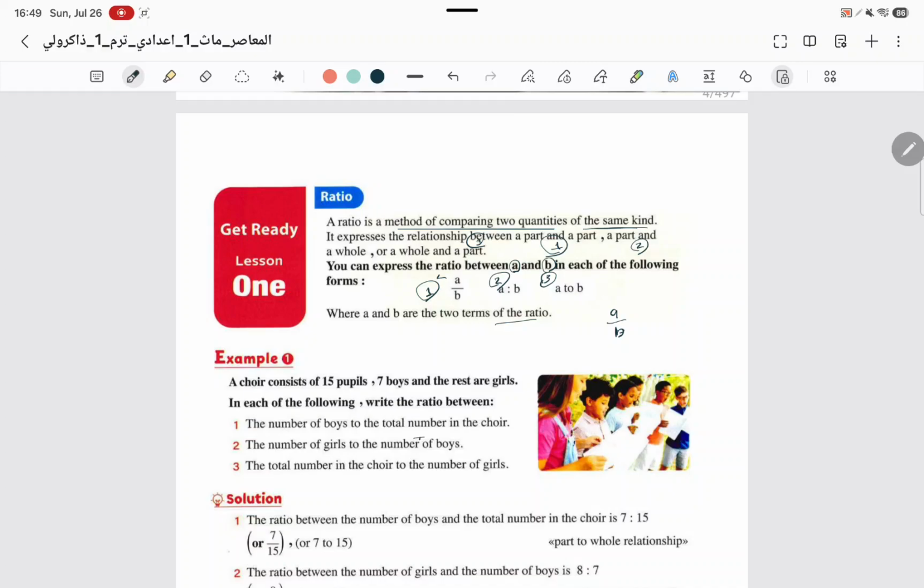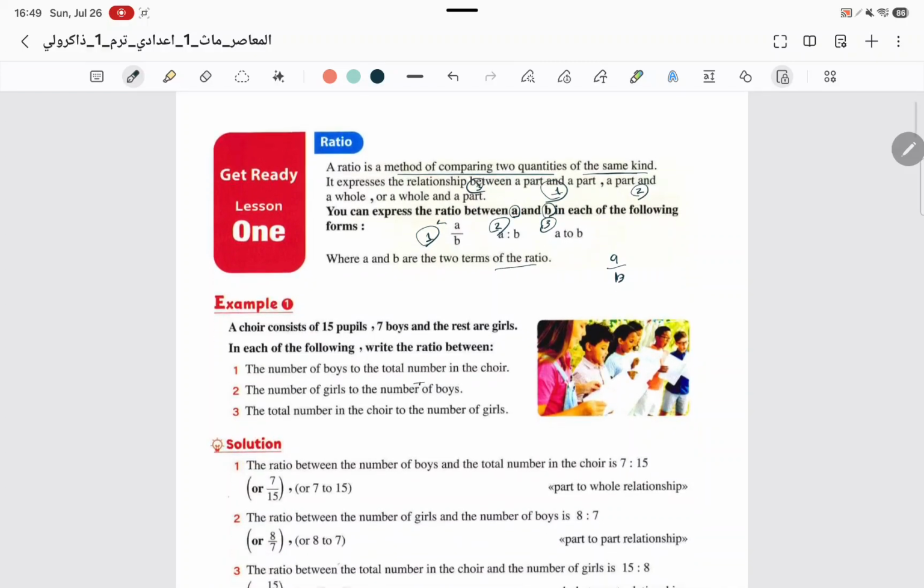Let's take an example here to know more about the ratio. In the first example, we have a choir. He said a choir consists of 15 pupils. A choir here is like a group. So a group consists of 15 pupils. Pupils mean, for example, students or people.